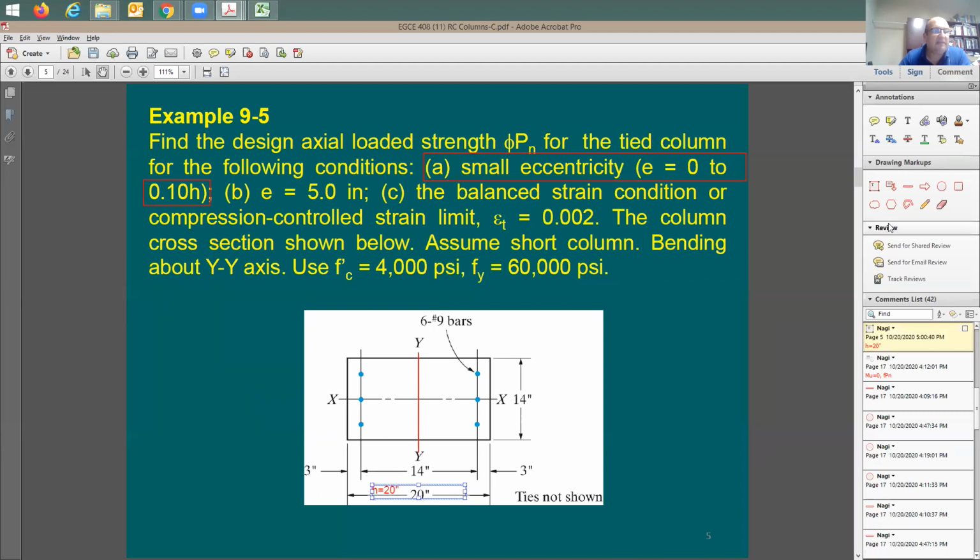How about this one? You can see now this is b. This is the b I'm used to working with. b is equal to 14 inches. Very good. Now we understand the definition of the depth in this case. Why? Because the moment is going to be coming this way, because bending is about the y axis.